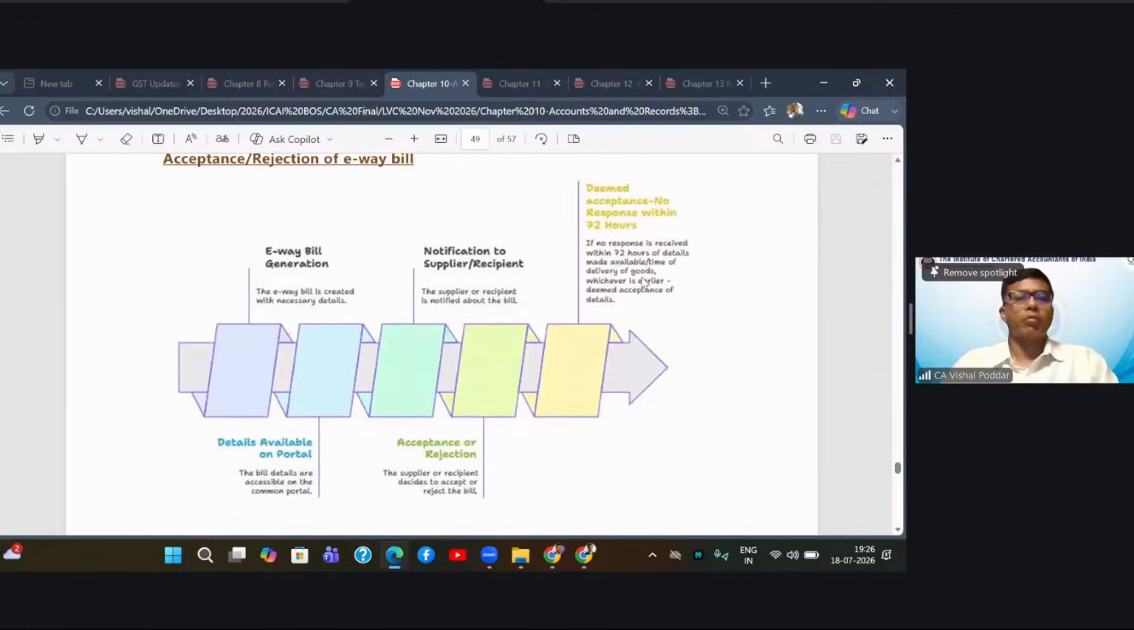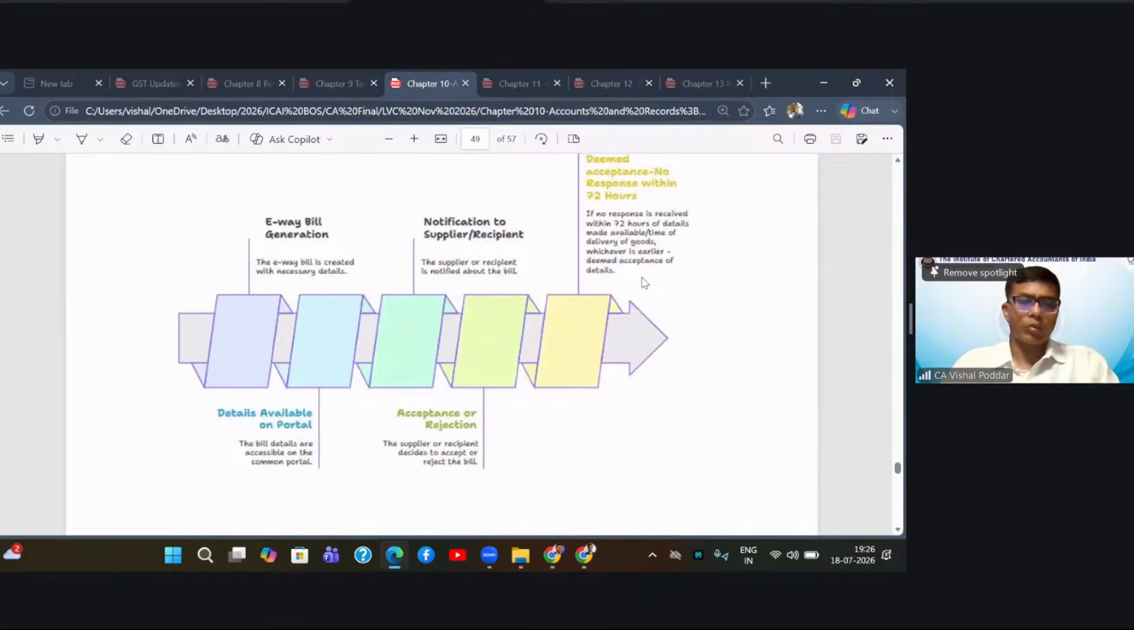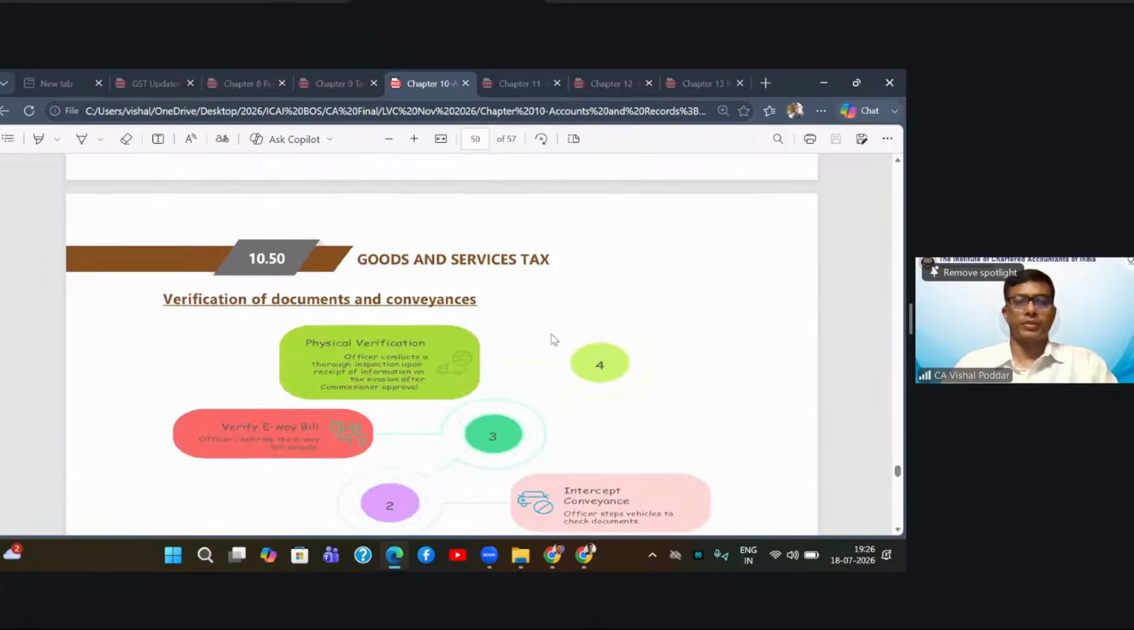Now, interestingly, whatever e-way bill you have generated on the portal is also reflected to your counterparty. So if the supplier has generated, the recipient can see it. If the recipient has generated, the supplier can see it. Important point is, the other party has the power to cancel this e-way bill within 72 hours. So the other party may accept or reject it, and for this the window is open to the other party for up to 72 hours.